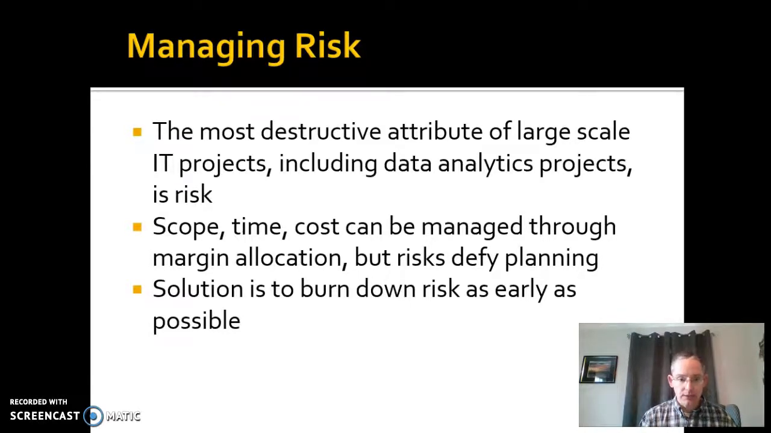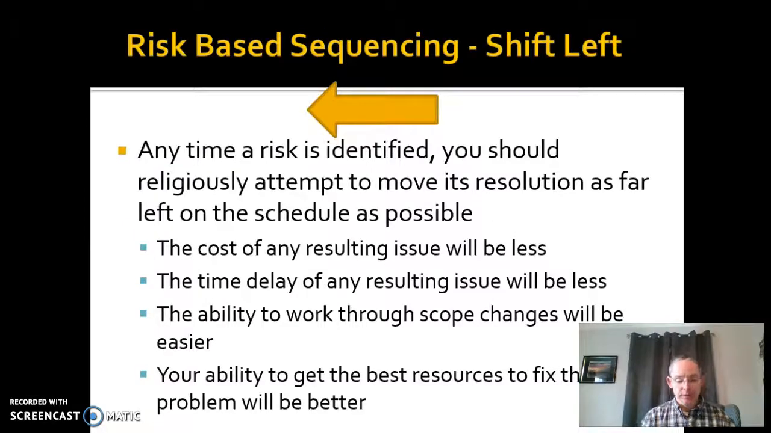The solution is to burn down risks as early as possible from your design all the way through your configuration and then your development. And if your configuration isn't controlled, then you don't have a good picture of where your risks actually exist. And if you don't know where they are, then it's going to be really hard to manage them. Risk-based sequencing is one effort to do this. So we talk about shifting left. Anytime a risk is identified, you should religiously attempt to move its resolution as far to the left on the schedule as possible. Don't leave risks out there that are unaddressed, where it's not known what the impact of them will be.